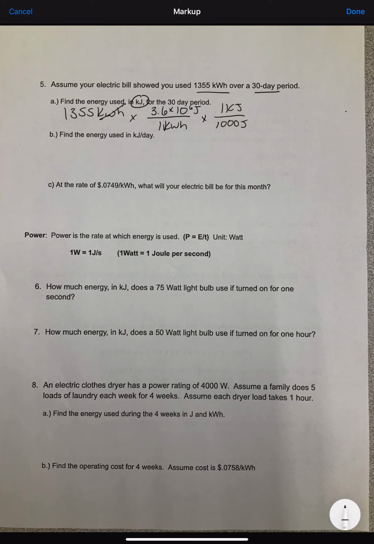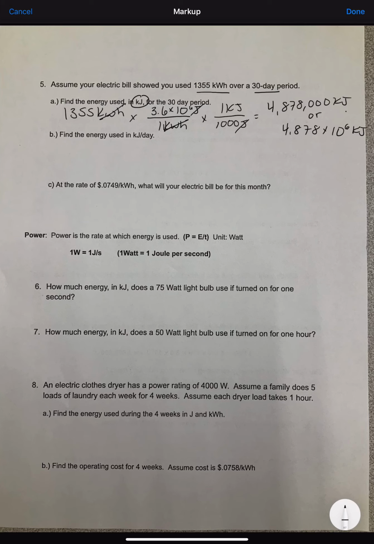So I'm going to cancel out. So kilojoules will be my final unit. I'm going to type that into the calculator, and I'm going to get 4,878,000 kilojoules, or I can put that in 4.878 times 10 to the 6 kilojoules. Either one of those is acceptable.